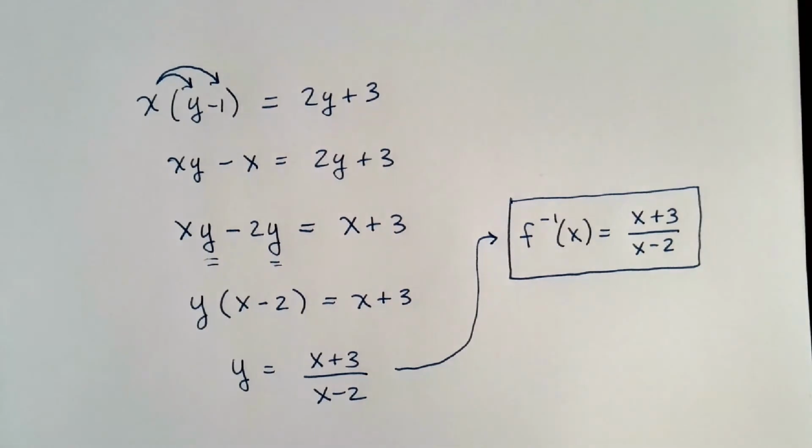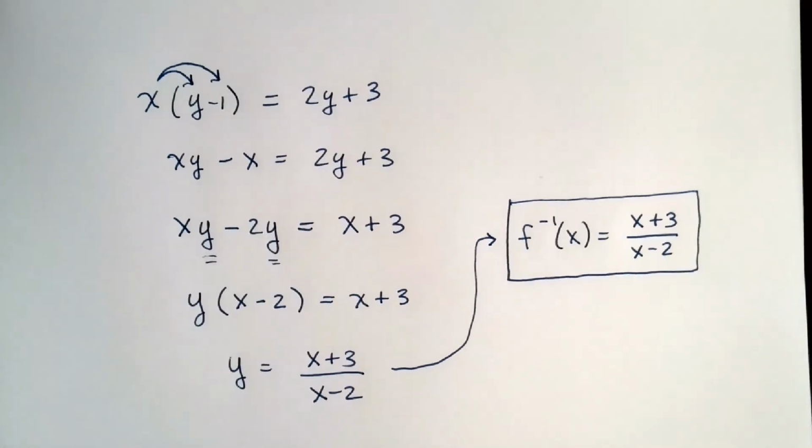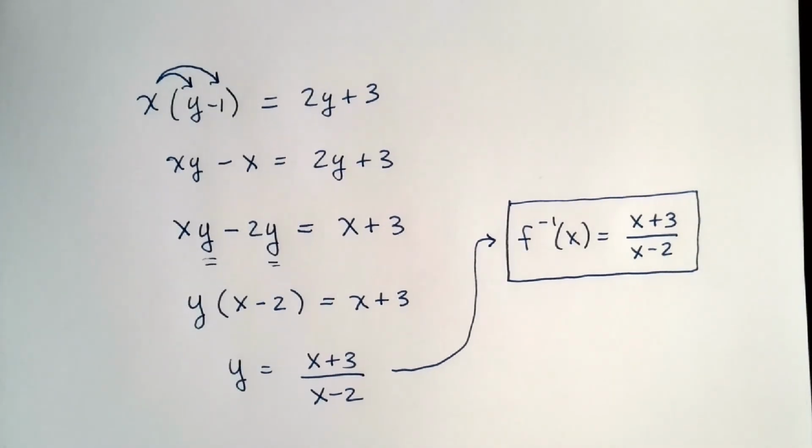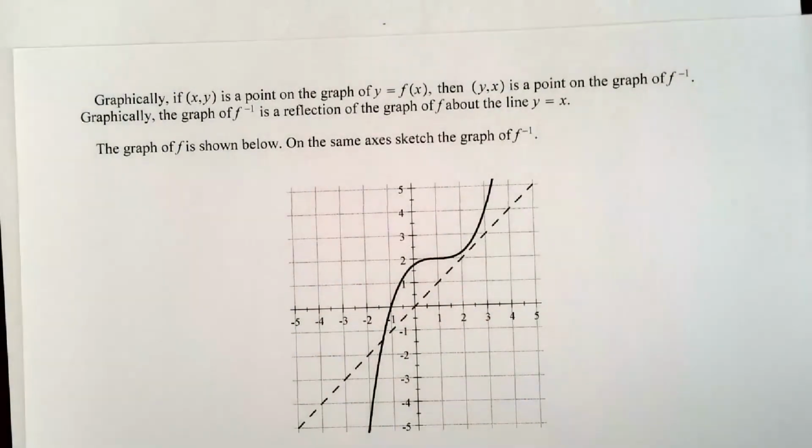Okay, so that's what you need to practice on: finding the formula for the inverse of a function given a certain function, and of course verifying that you have an inverse by looking at the composition of those two functions and making sure that you get the identity function x. So I want to close out then with a couple of observations graphically.